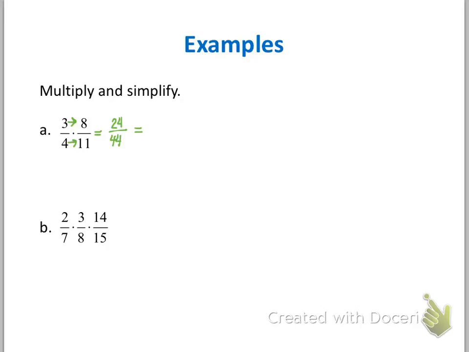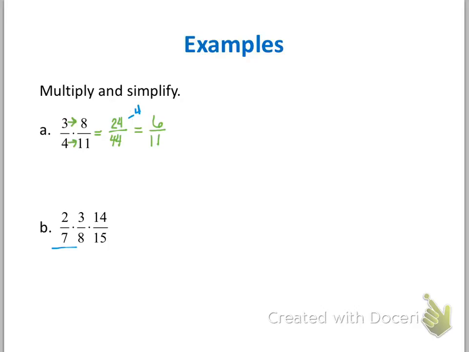24 and 44 are both divisible by 4. So that gives me 6/11. And it's always a good idea to show what you simplified by, in case you make a silly mistake.